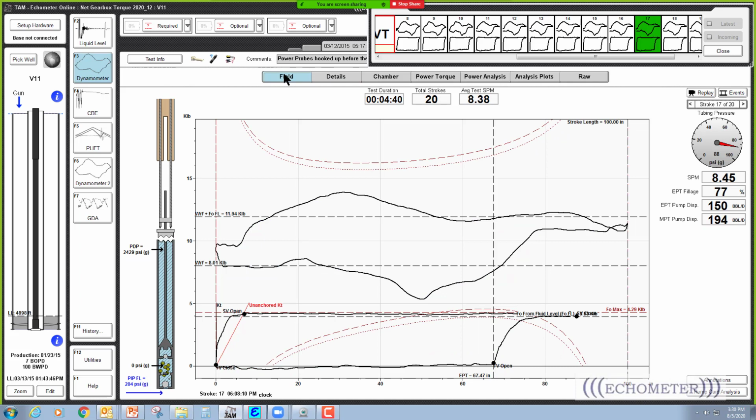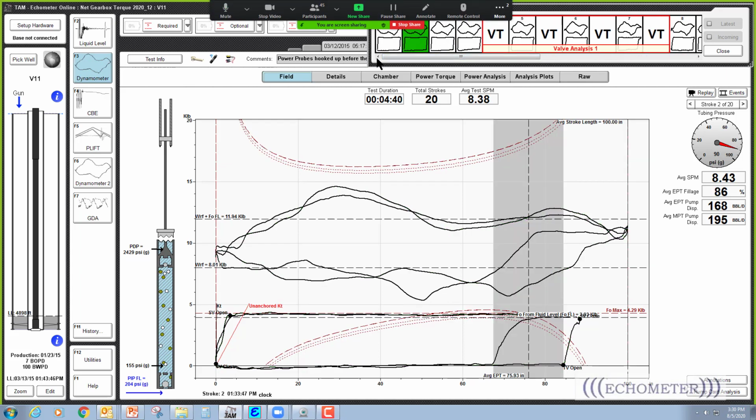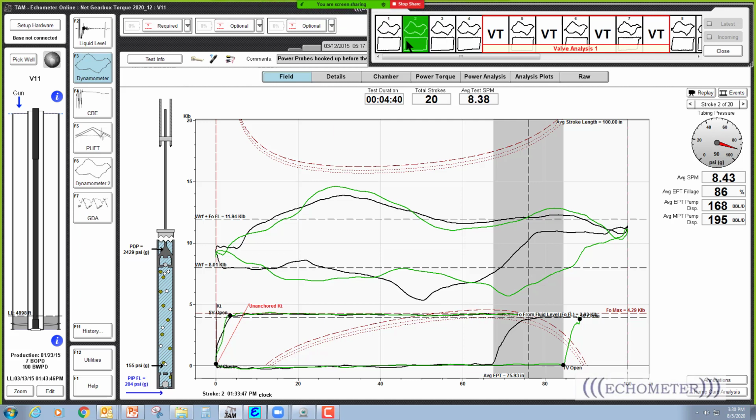If I click on the field view and I hold down the control key and I click on stroke number 2, it's going to overlay both strokes. And so now stroke number 2 is the green one, and stroke number 17, incomplete pump fillage, is the black stroke. And what you see is that when the pump has incomplete pump fillage, notice that the minimum load moves from that point to that point, and it's actually lower. So we have a lower minimum load when we have incomplete pump fillage, and it's a different location. And so that means that the torque loading is going to change.